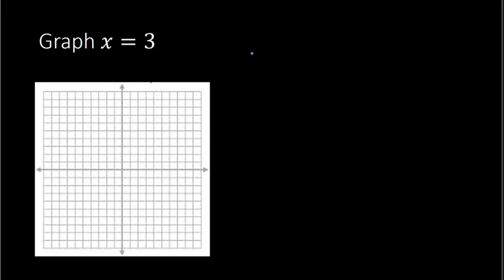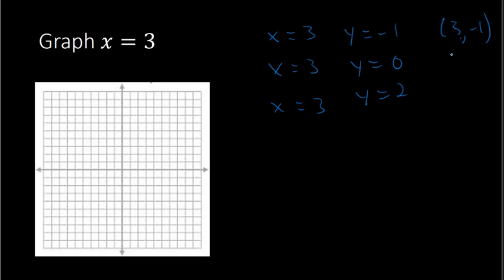Now what if you had x equaling something? Well, same concept. It doesn't matter what y is equal to, because y does not affect x in this case. X is 3 no matter what. So if y is negative 1, x is 3. If y is 0, x is 3. If y is 2, x is 3. So we have all these different points, 3, negative 1. We have 3, 0, 3, 2, etc. No matter what, x is 3.